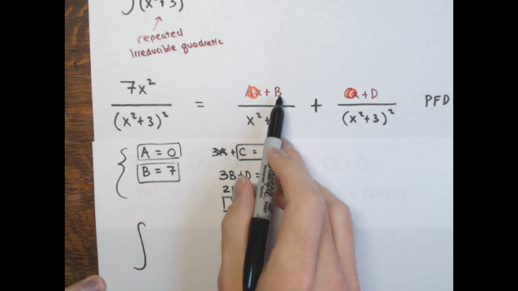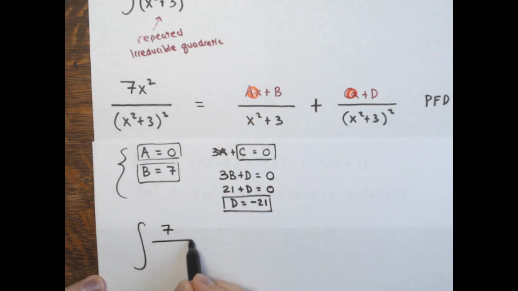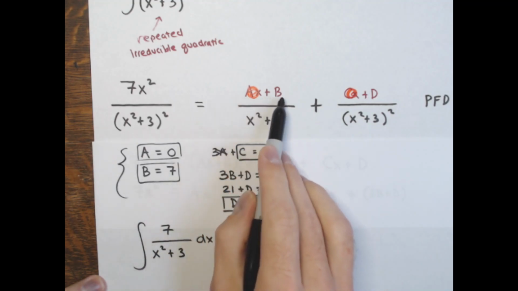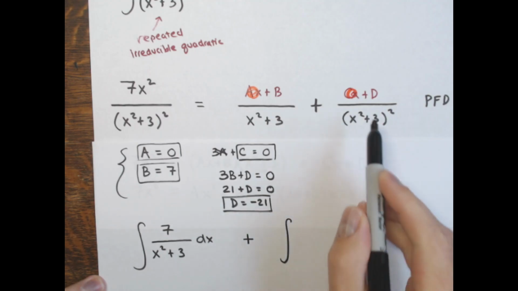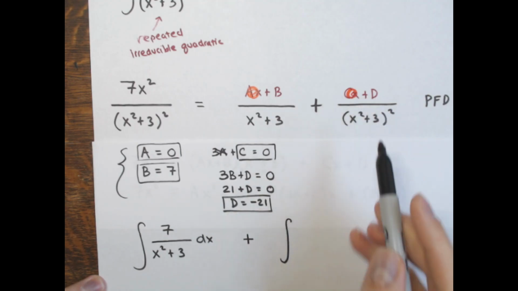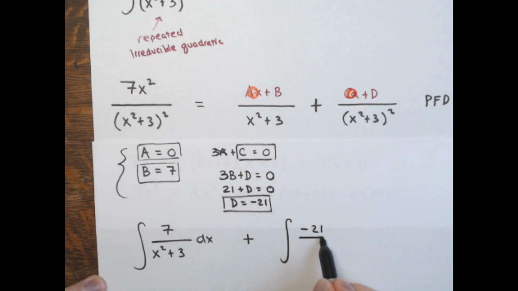The integral of 7 over x squared plus 3 dx, right? That's just 0x plus 7. And then plus the integral of, and again, c was 0, 0x plus d, negative 21, over this, x squared plus 3 squared dx. All right. Okay, so now let's work with each of these separately.